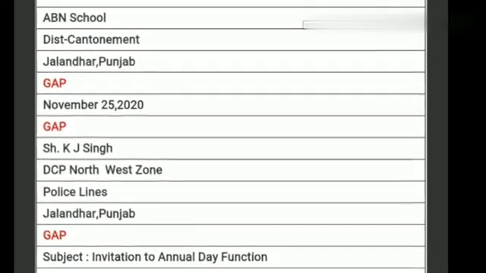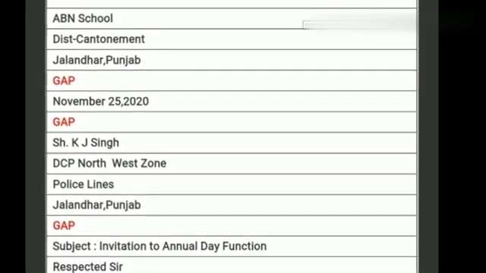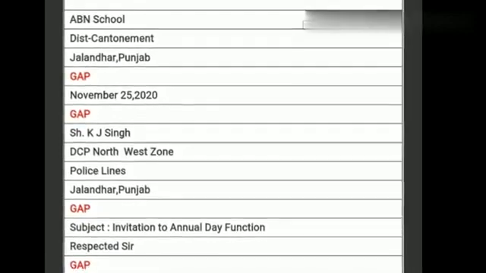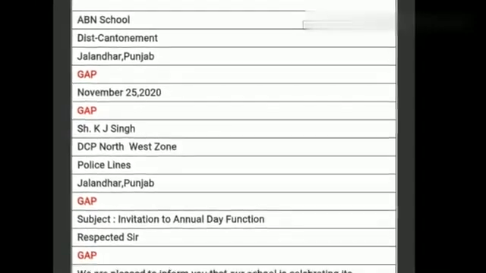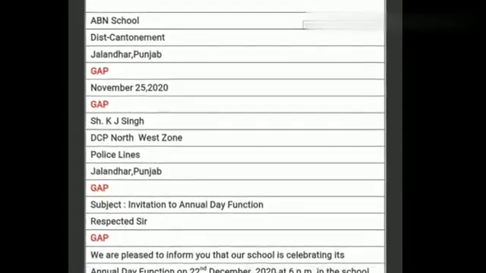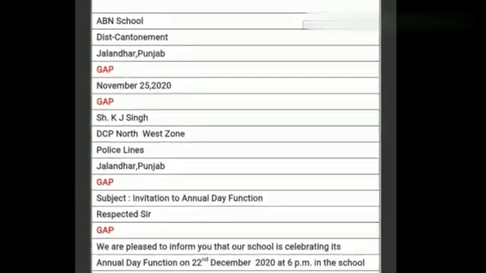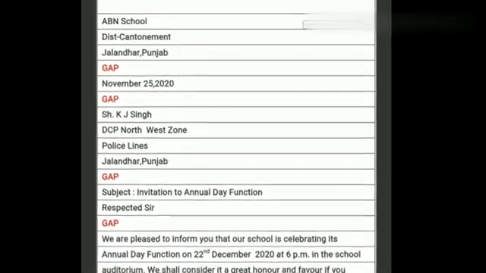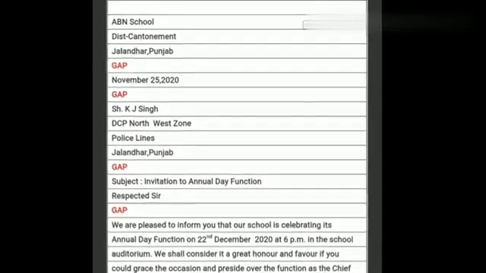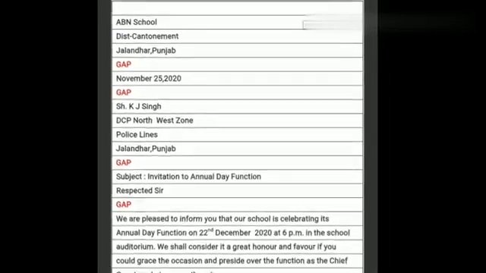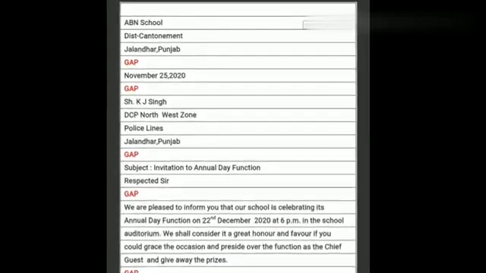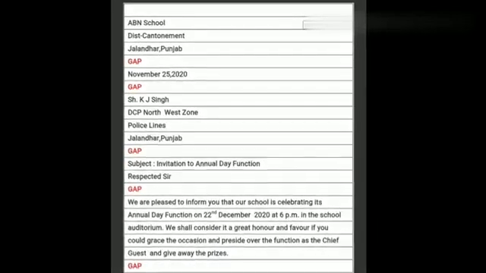One is for a particular person, that is a chief guest, and another one is to call a group of teachers. See the first one first. Sender's address, ABN School, District Cantonment, Jalandhar, Punjab, one line gap, and then date, one line gap. Receiver's address, Sri KJ Singh, DCP, Northwest Zone, Police Line, Jalandhar, Punjab, gap again. Subject, invitation to annual day function. Respected sir, salutation, one line gap.